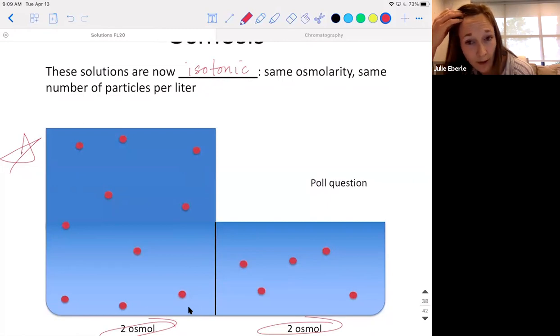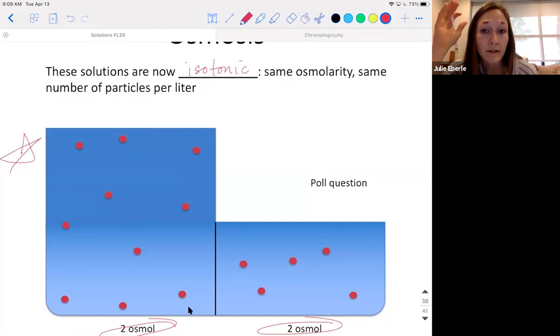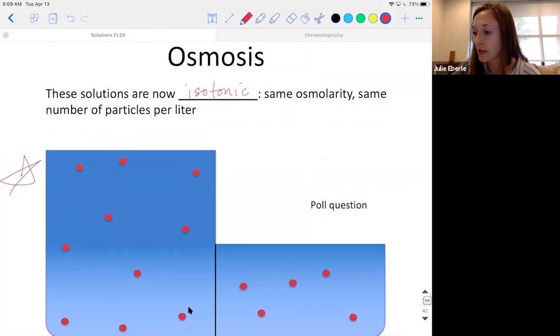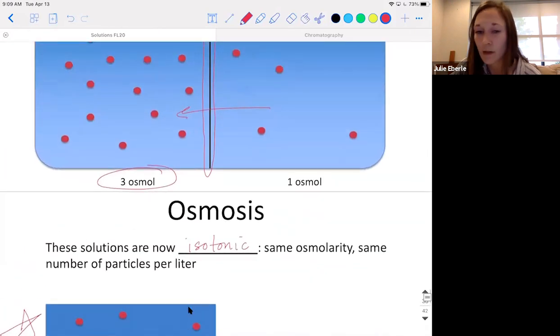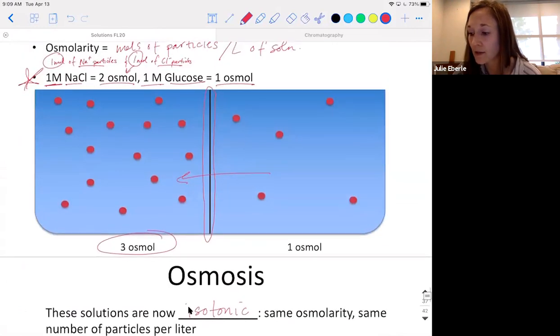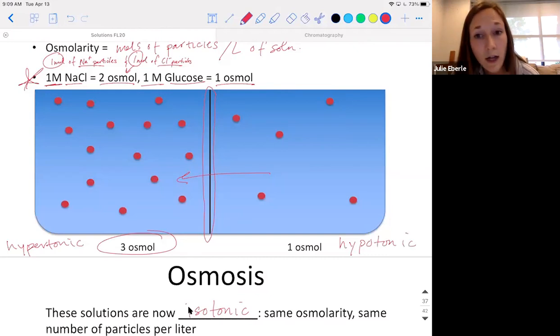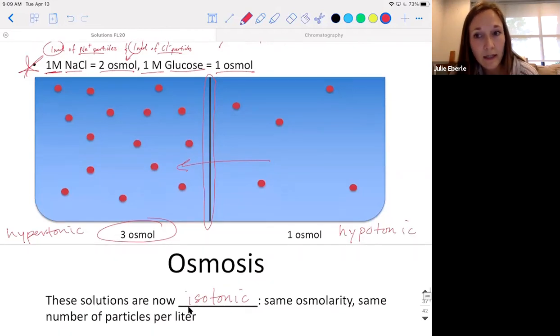So keeping with osmolarity or things that are isotonic, here we have equal osmolarity, 2 osmol, 2 osmol. But up here, we did not have equal osmolarity. We had 3 and 1. So what do we call it when you have a solution that's higher osmolarity? For example, the side with the 3 osmols, we would call this hypertonic. And if you have lower osmolarity, we call this hypo. So you got isotonic, hypertonic, hypotonic.